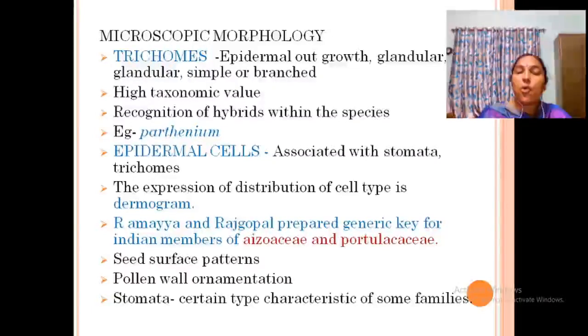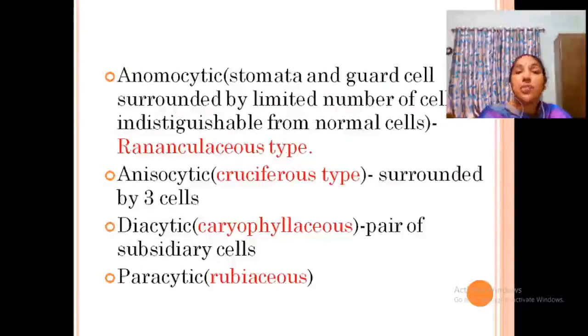Then pollen wall ornamentation and stomata type. See, stomata type is very important. Some families are characterized by a special type of stomata. One example is Ranunculaceae, with anomocytic stomata. You studied it in your anatomy classes. So that is the ranunculaceous type, specific to that particular family. Then the cruciferous type, anisocytic; the caryophyllaceous type, diacytic; then the rubiaceous type, paracytic.